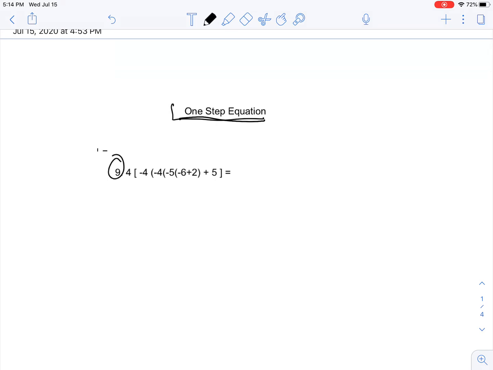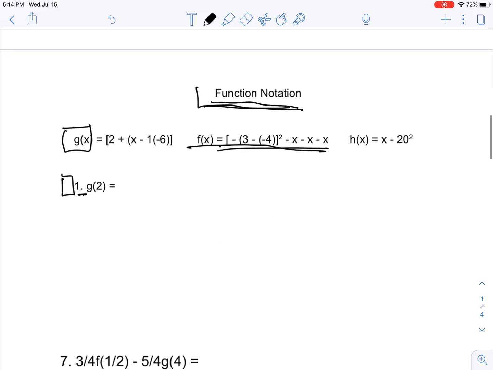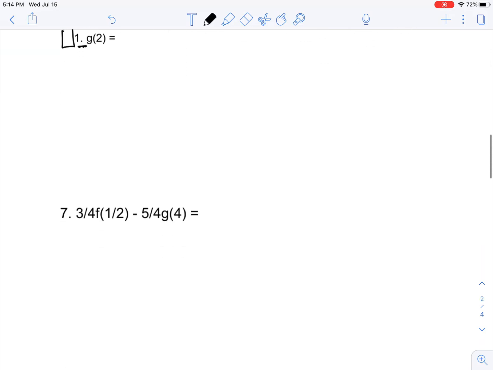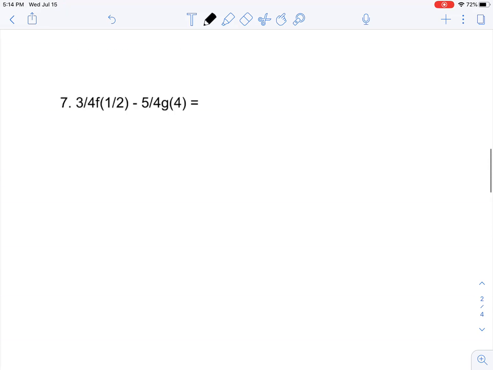So for this one, for one-step equations, I'll be doing number 9. For function notations, I'll be doing 1 and 7. And for two-step equations, I'll be doing 1 and 4.